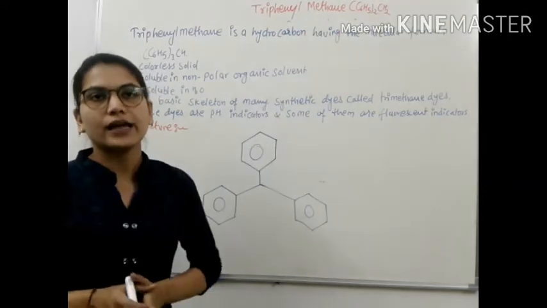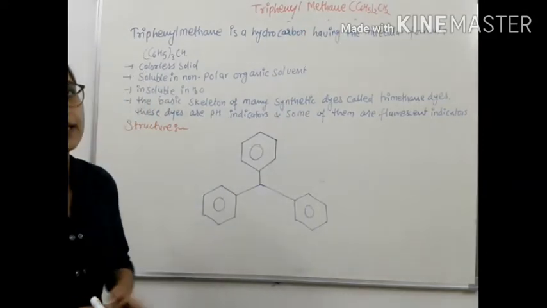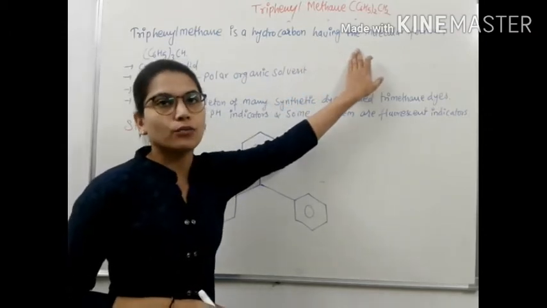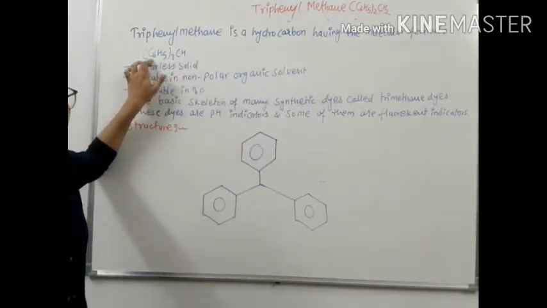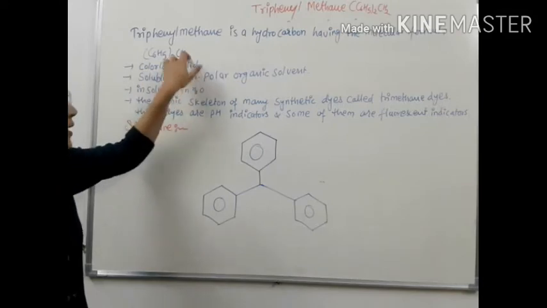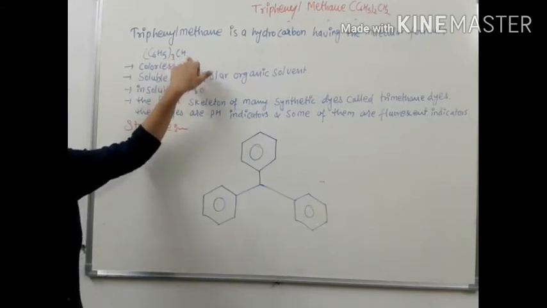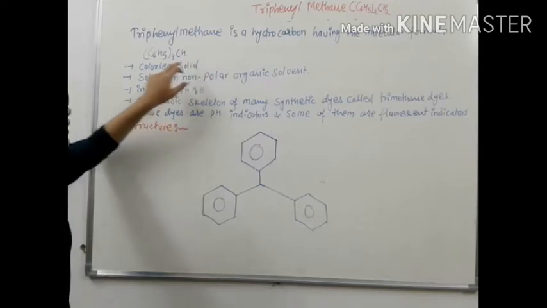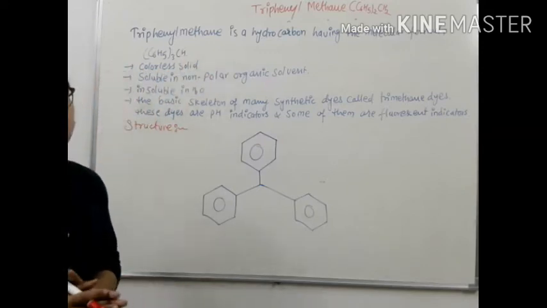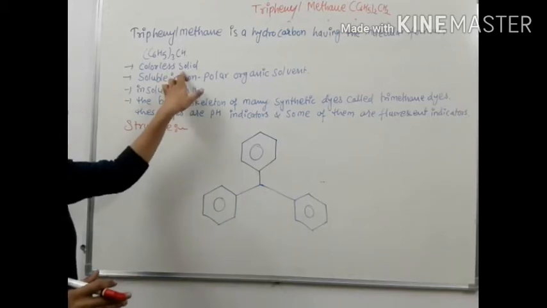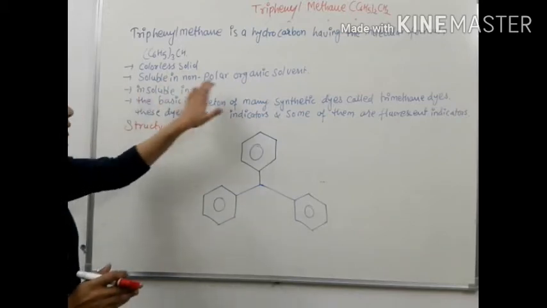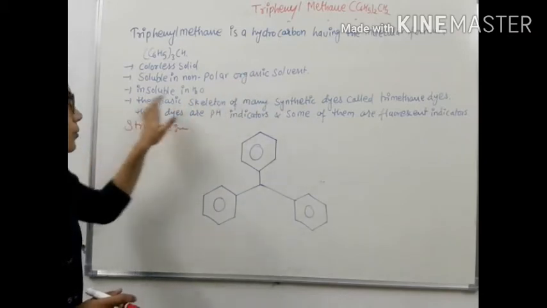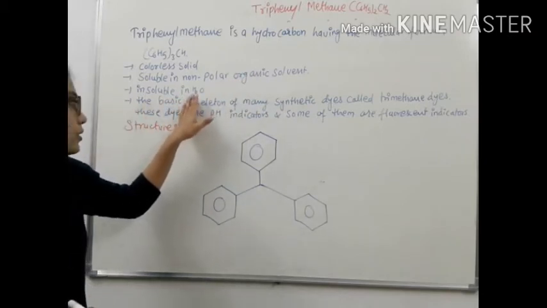What is triphenyl methane? Triphenyl methane is a hydrocarbon having the molecular formula (C6H5)3CH. It is a formula of triphenyl methane. Triphenyl methane is a colorless solid, soluble in non-polar organic solvents and insoluble in water.